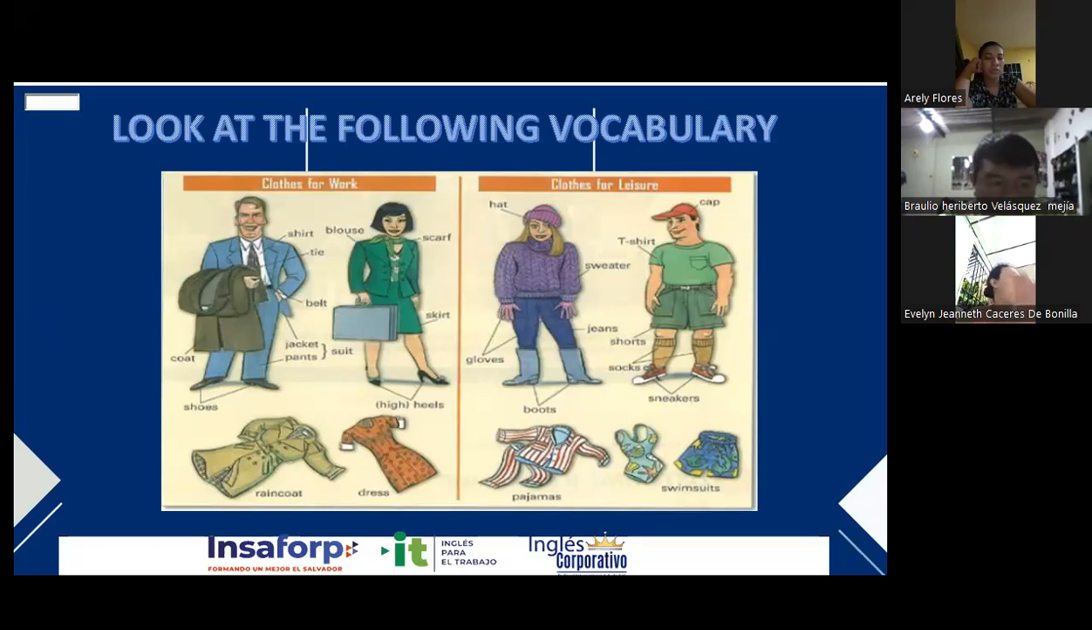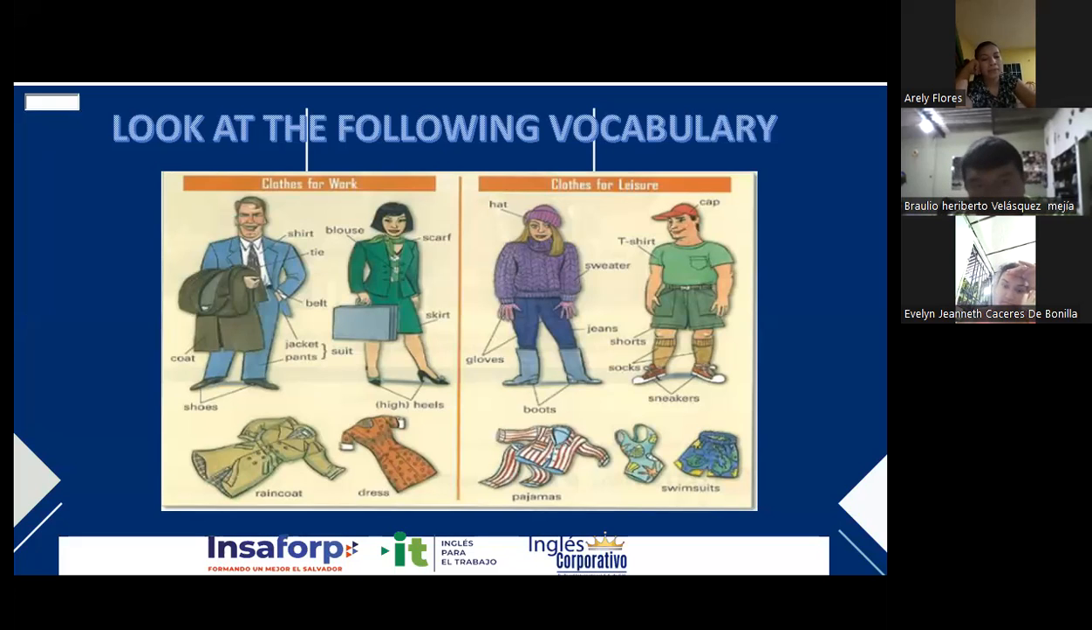Y luego tenemos the dress, que en este caso es un vestido. En el caso de la mujer, pues que está usando la blouse, que es la blusa, scarf. ¿Qué significa scarf? Bufanda. Ya lo veremos más adelante. En este caso, scarf es también una bufanda, es más conocido. It's like more famous to use that.